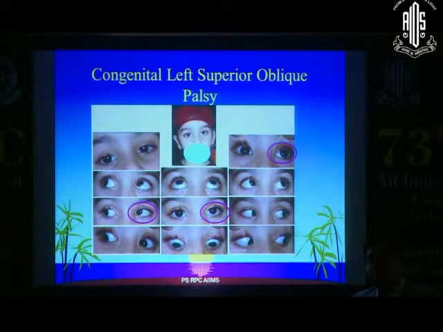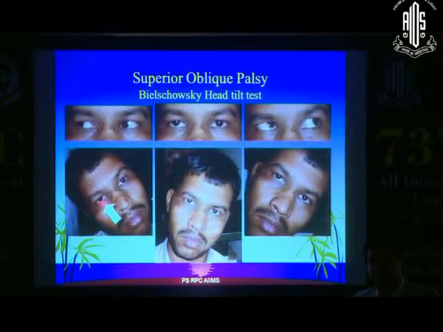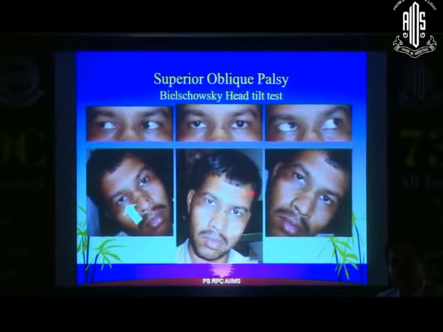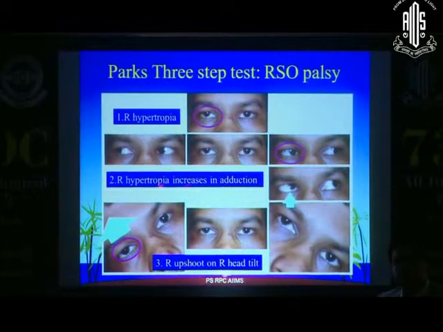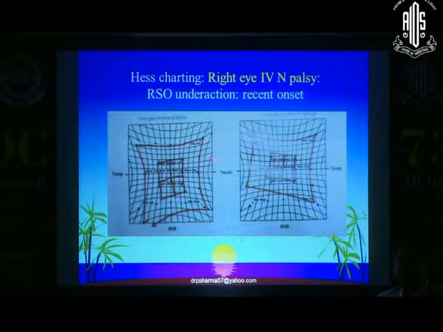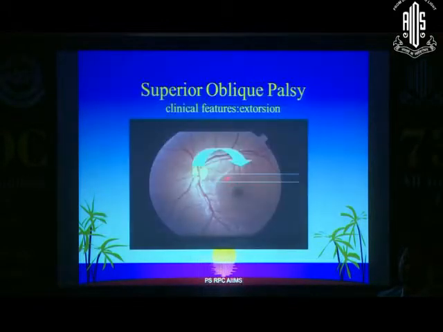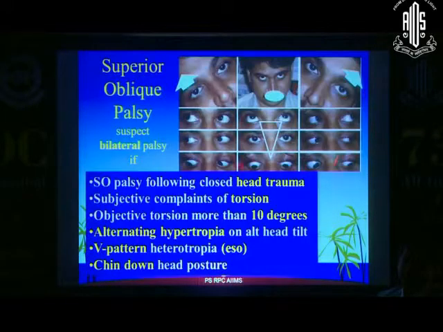Coming finally to the superior oblique palsies, which may be presenting congenitally with the head posture and classically a head tilt test showing positive. As you see in this, when he is looking to the sides, the right hypertropia worsens, and whenever you do a head tilt, then you will see that there is a marked upshoot of the eye on this side of head tilt. So hypertropia increasing in adduction and upshoot on right head tilt test. The diplopia charting will tell you the torsion will be seen, and the Hess chart will also show you the torsional fields. Superior oblique palsies can be picked up on the fundus by seeing the extorsion on the globe.